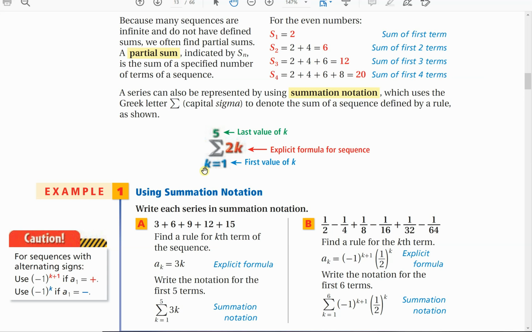We usually use x, but it's the same idea. We have k equals 1 on the bottom. That's your first value. The number on the top is the last value. So we're going to add the terms from 1 to 5, and this is our rule, 2k. That's the explicit formula for the sequence. Remember, we found these explicit formulas in lesson 12.1. So basically I would plug in 1 times 2, 2 times 2, 3 times 2, 4 times 2, 5 times 2, and add those all up, and that would be my sum.